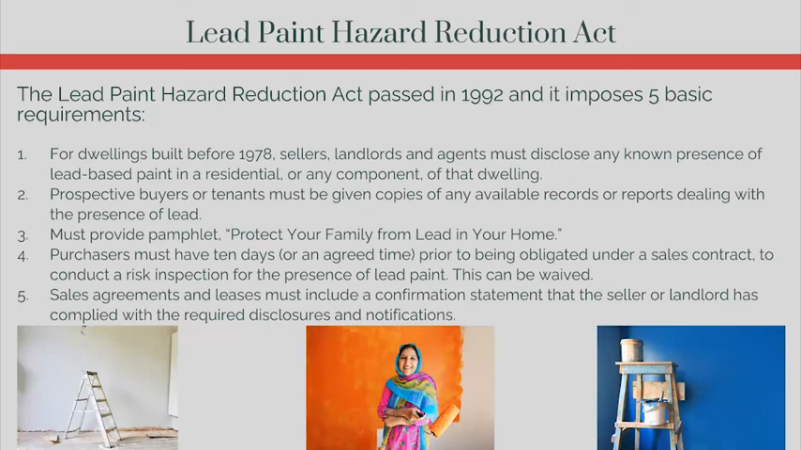4. Purchasers must have 10 days or an agreed time prior to being obligated under a sales contract to conduct a risk inspection for the presence of lead paint. This can be waived. And number 5, sales agreements and leases must include a confirmation statement that the seller or landlord has complied with the required disclosures and notifications.